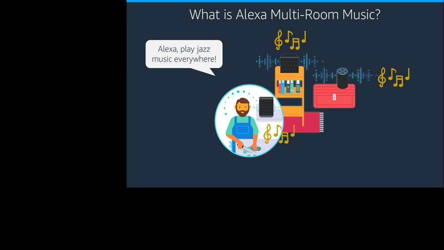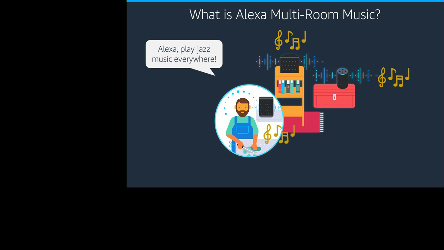So, before we jump into the details, let's make sure that we know what we're talking about here. Alexa multi-room music is simply the ability for a user who has multiple Alexa-enabled devices in their home to group them together as either one big group or as multiple different groups that may or may not overlap, and then say to Alexa that they want to play music from any Alexa music service provider onto that target group.